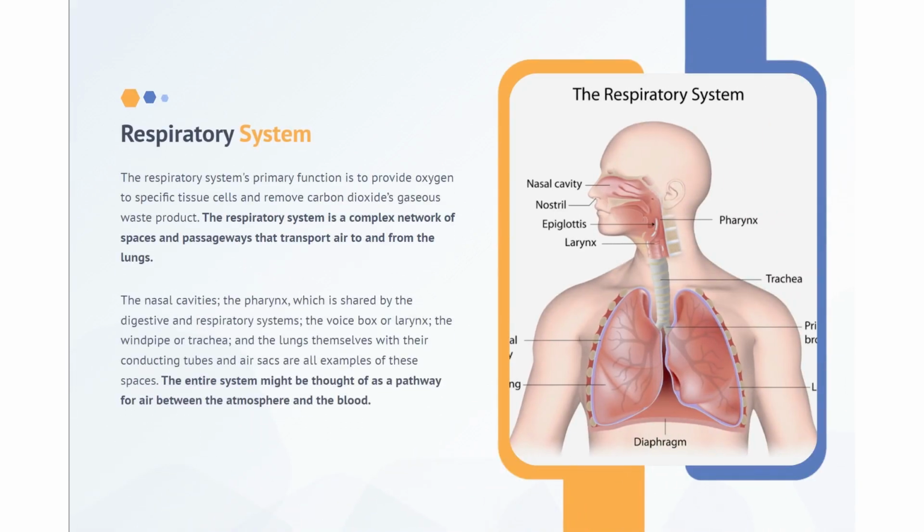Respiratory system. The respiratory system's primary function is to provide oxygen to specific tissue cells and remove carbon dioxide's gaseous waste product. The respiratory system is a complex network of spaces and passageways that transport air to and from the lungs. The nasal cavities, the pharynx, which is shared by the digestive and respiratory systems, the voice box or larynx, the windpipe or trachea, and the lungs themselves with their conducting tubes and air sacs are all examples of these spaces. The entire system might be thought of as a pathway for air between the atmosphere and the blood.